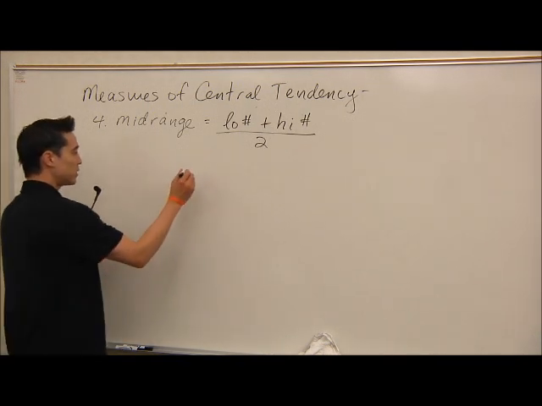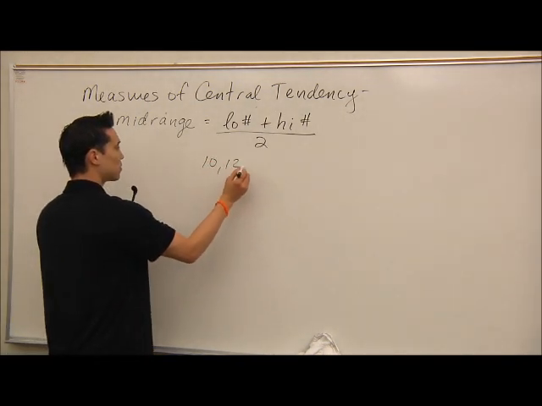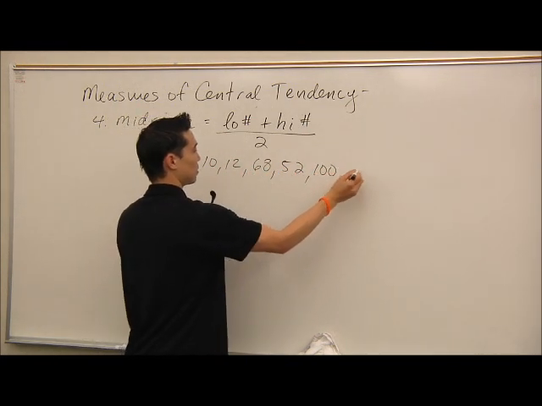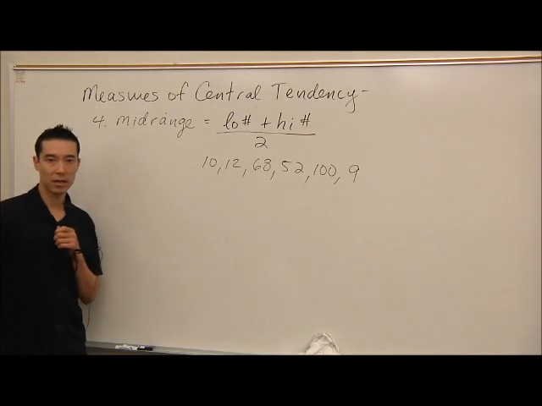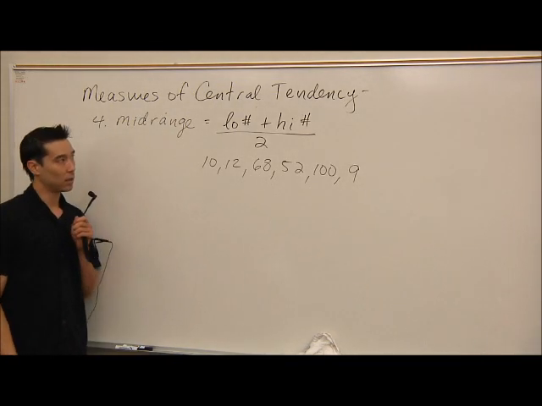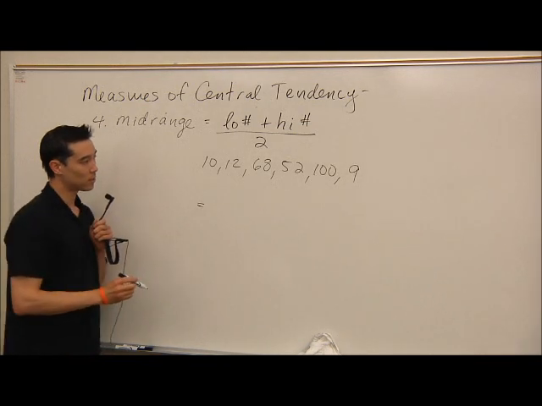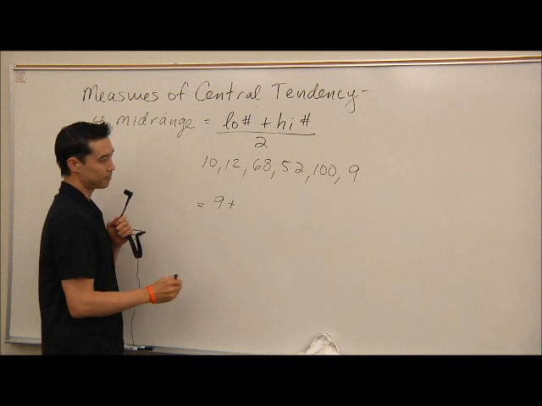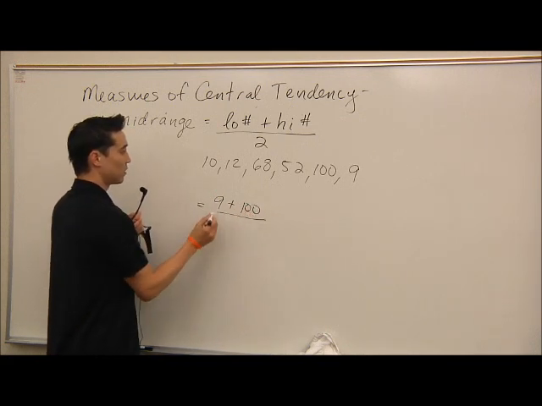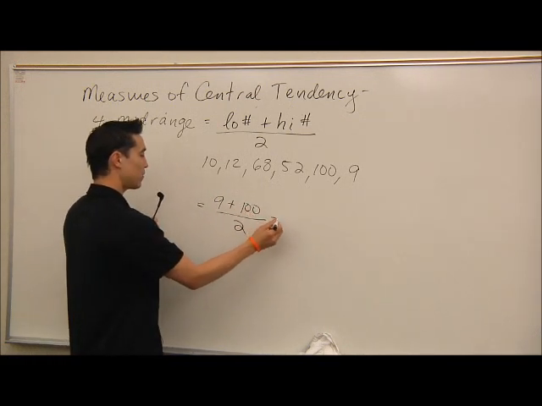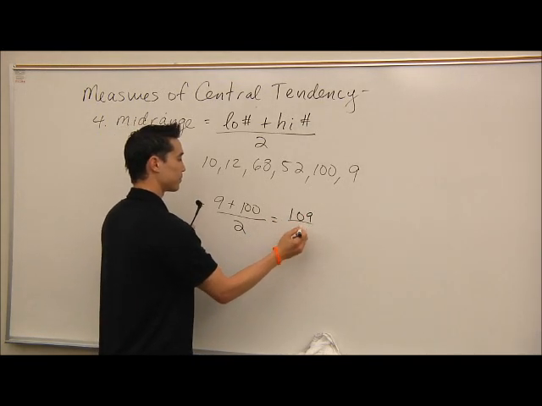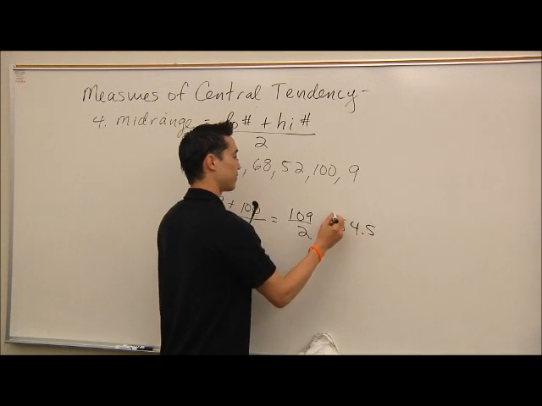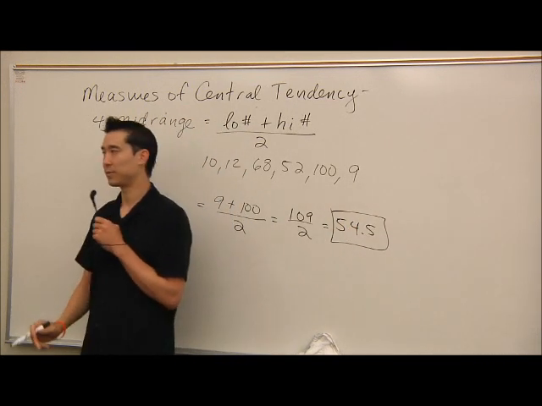So again, we'll do an easy example. Let's say I have some numbers, and I asked you to find the mid-range. You just use this formula. What is the lowest number in this data? 9. What's the highest number? 100. And whatever 109 divided by 2 is, what is that? 54.5. That's the mid-range.